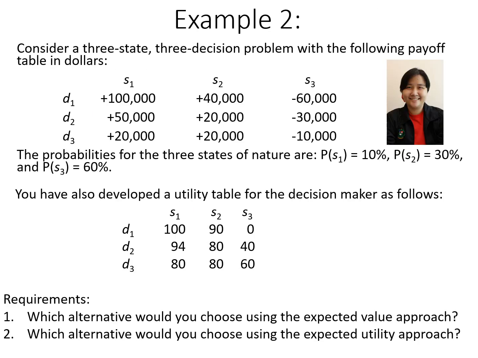For the last example, let us consider a 3-state, 3-decision problem with the following payoff table in dollars. We are also given the probabilities of the 3 states of nature, where S1 is 10%, S2 is 30%, and S3 is 60%. A utility table is also developed. We have 2 requirements. First, which alternative would you choose using the expected value approach? And the second requirement, which alternative would you choose using the expected utility approach?